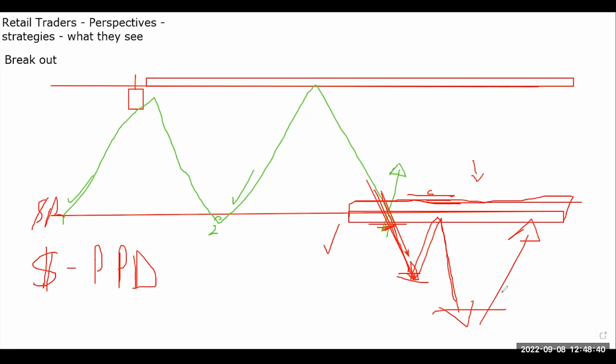Now, they get retail liquidity. They've taken out buy side liquidity, right? And that's the liquidity that they needed to do the following. So price starts to get pushed up.